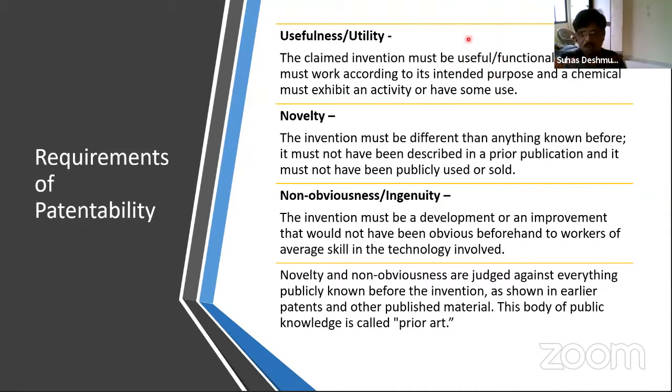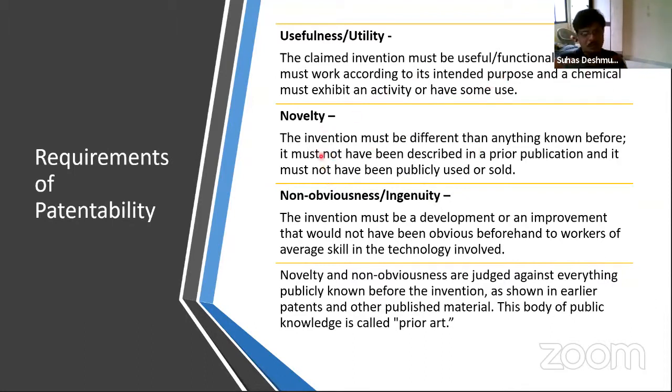It may improve the productivity of the system. It may make it easy to use. That kind of thing comes under the usefulness or utility of the system. A machine must work according to its intended purpose, and maybe a chemical must exist, an activity or some use we can also have.